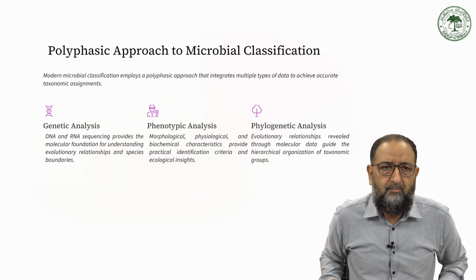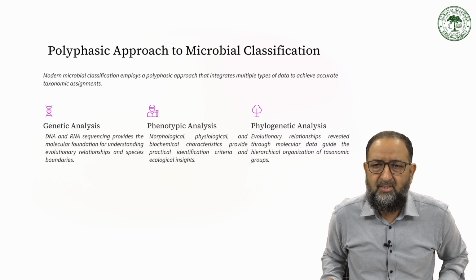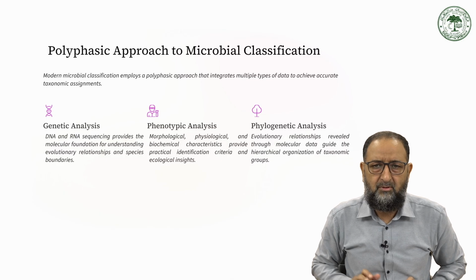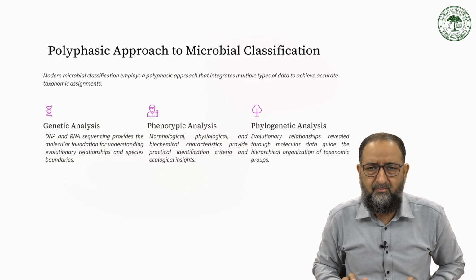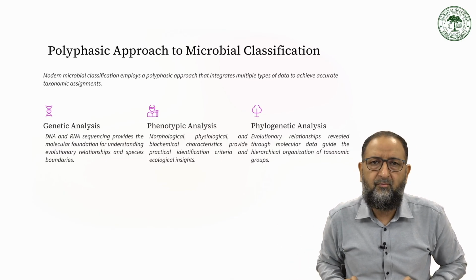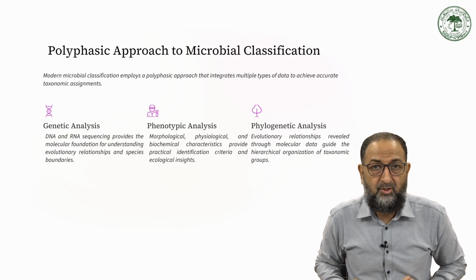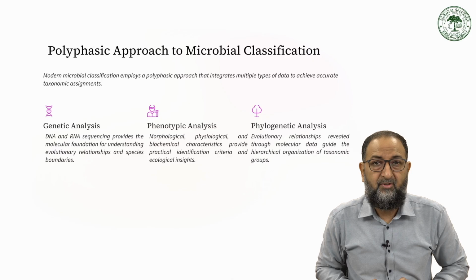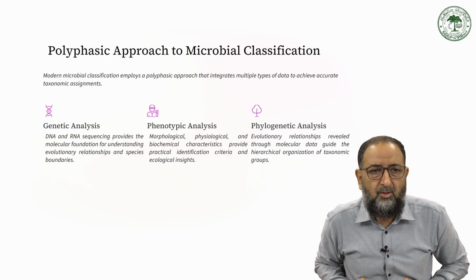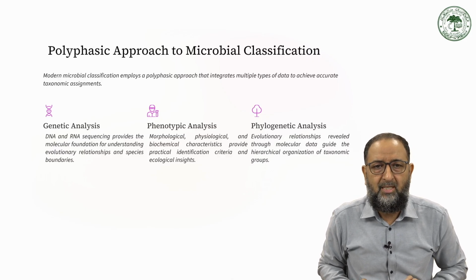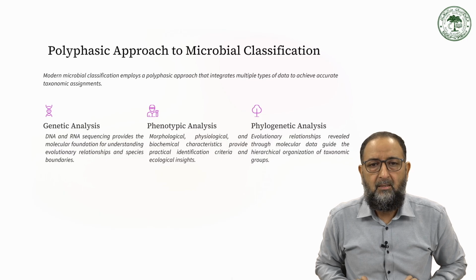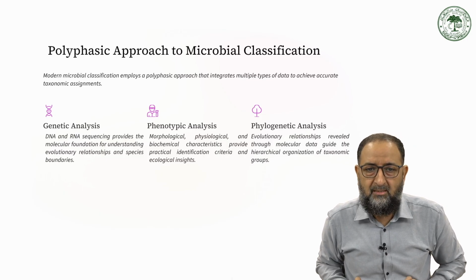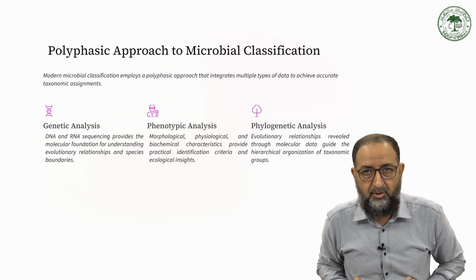Now, polyphasic approaches to microbial classification. I have already discussed the polyphasic approach in an earlier lecture, because we are talking about a series on microbial diversity, characteristic features, classification, the determination of classifications and the mode of classifications. So modern microbial classification employs a polyphasic approach. Polyphasic approach means you can have multiple approaches like genetic analysis, phenotypic analysis, phylogenetic analysis.